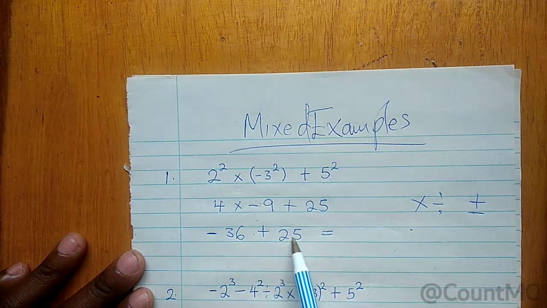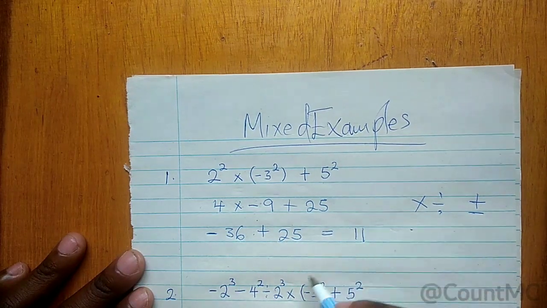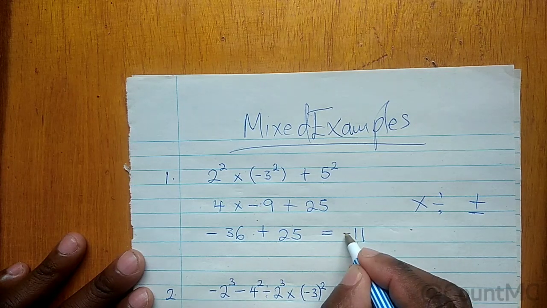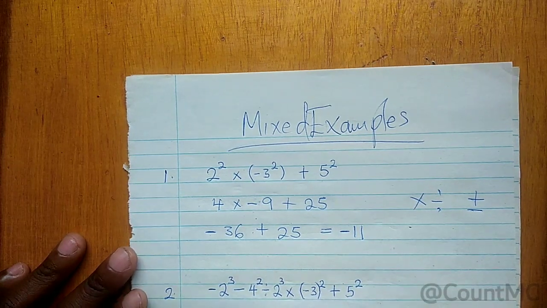When the signs are different, if you are adding and subtracting integers, when the signs are different, find the difference. 36 minus 25, that's 11. Then you take the sign of the big number. That's your answer.